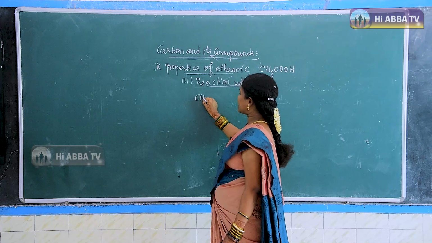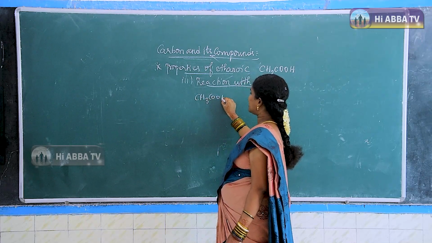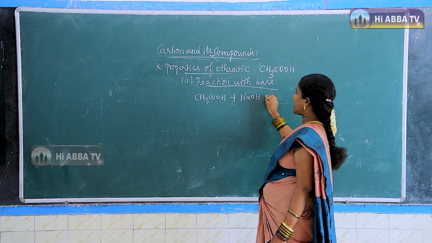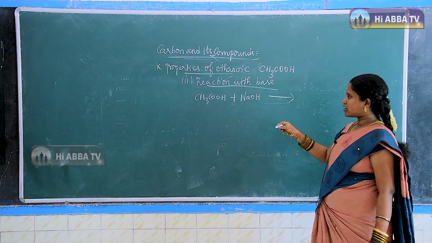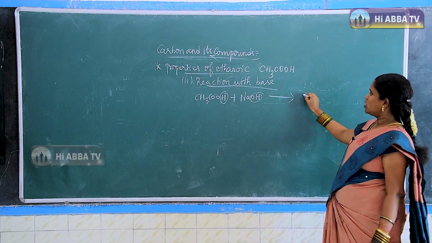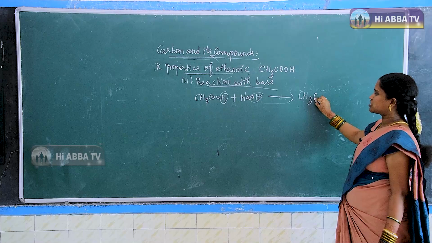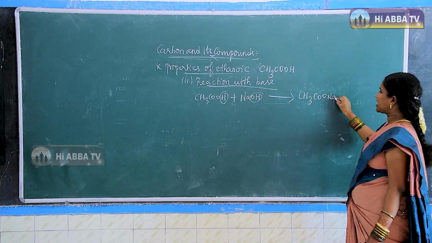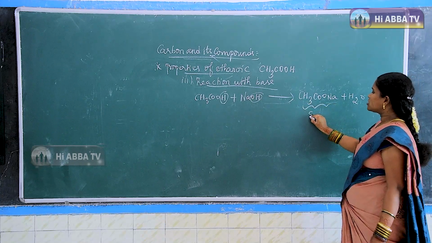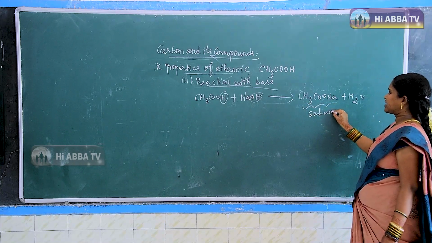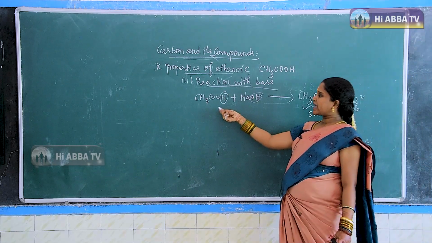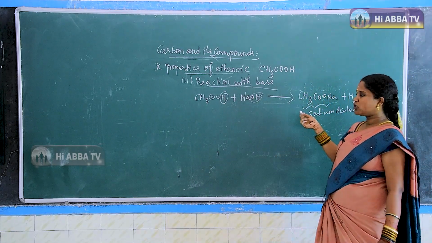So the next, third reaction we are going to see is reaction with base. When ethanoic acid is reacted with the base sodium hydroxide, what will we get back? I am just going to remove H, and from here OH I will remove. So the formula becomes CH3COONa plus water. This is termed as sodium acetate. This is the reaction of base.